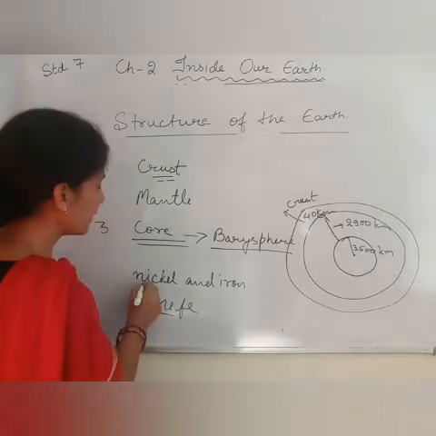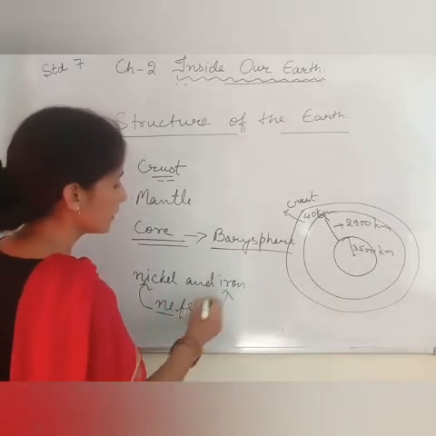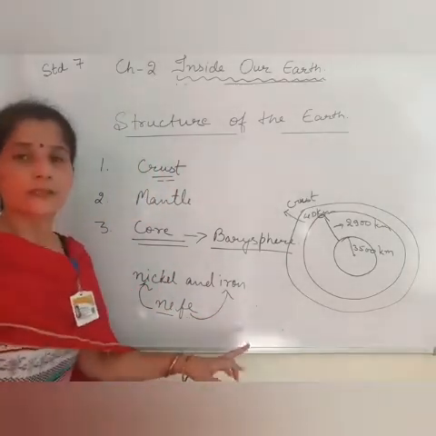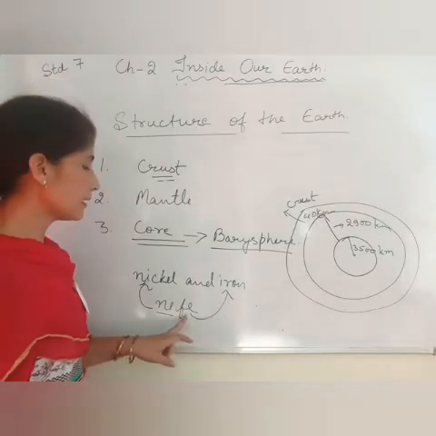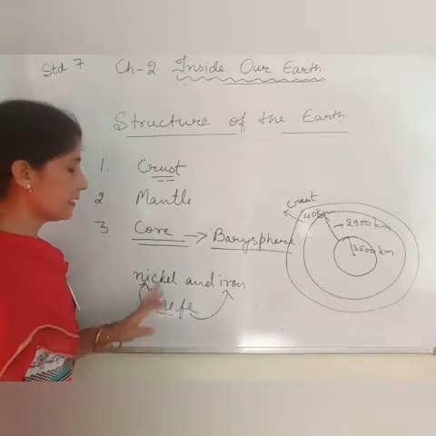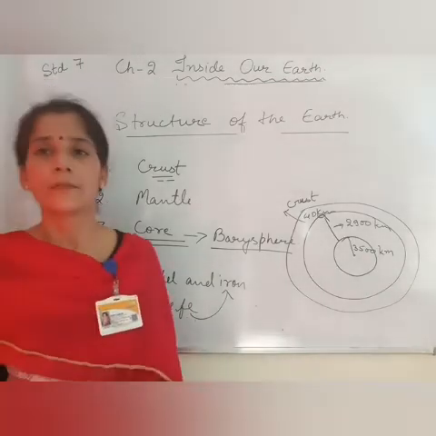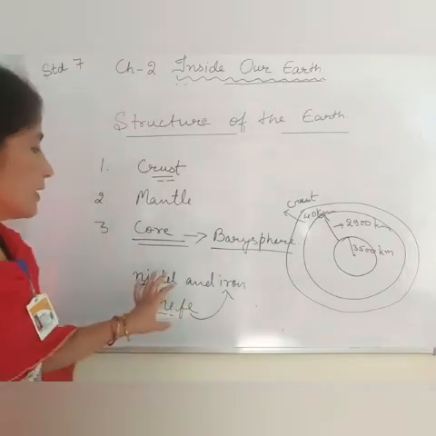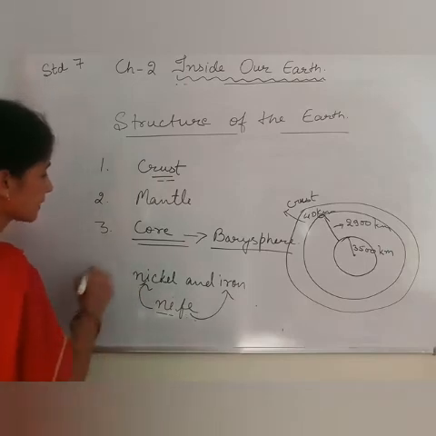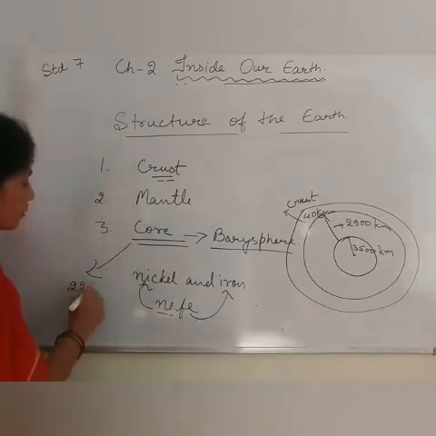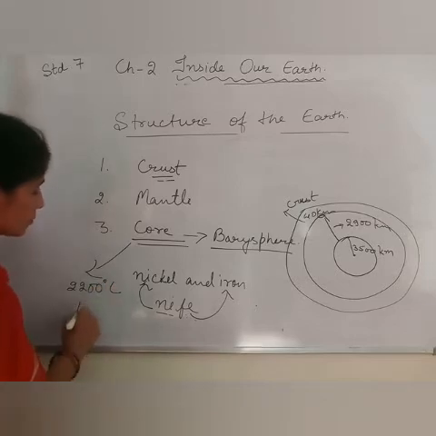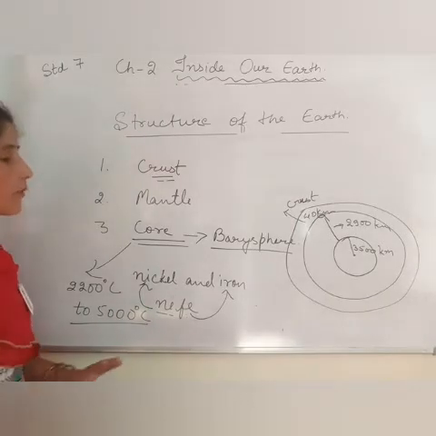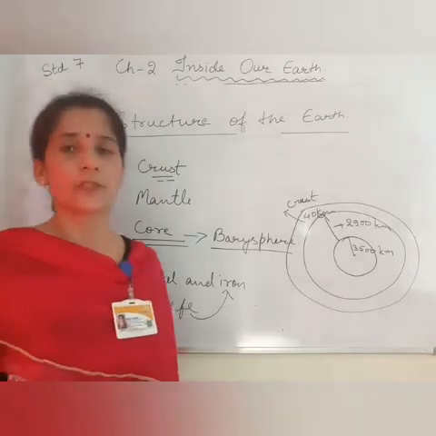Ni for nickel and Fe, this is the chemical symbol of iron, that is ferrous. इसको क्या कहते हैं? फेरस कहते हैं. तो फेरस का Fe और निकल का Ni है ना. कोर जो होता है वो इसी से बना होता है. The temperature of this layer varies between 2200 and 5000 degree Celsius. Temperature is very high, so we have very little information about it.